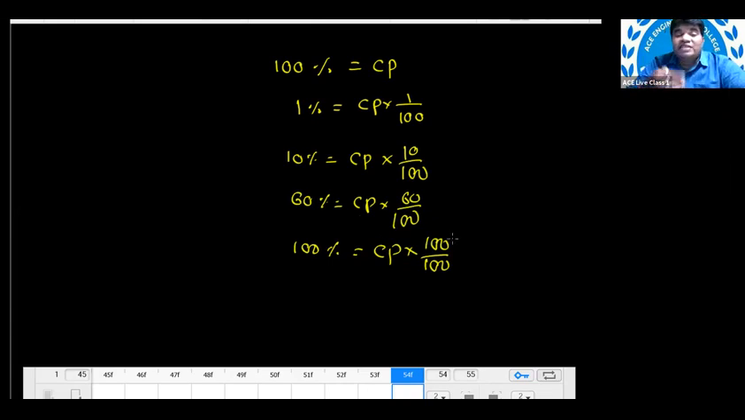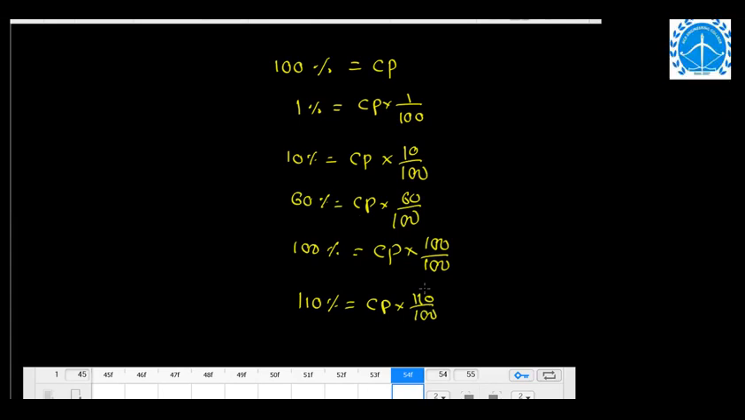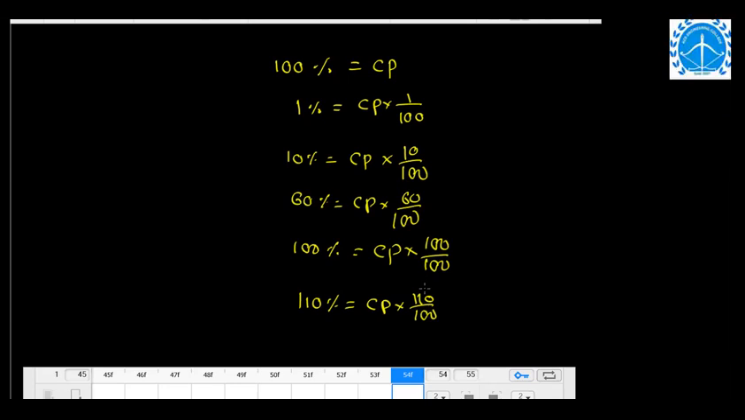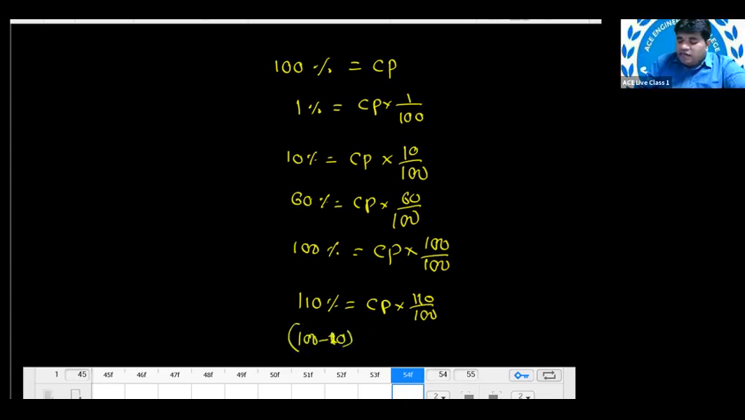Suppose there is any change in the CP, which is called the selling price. Suppose I got 10% profit on CP. 10% profit means how much percentage? 110, so CP into 110 by 100. 20% profit, what is the percentage value? 120. 40% profit, 140%. 20% loss, 80%. 10% loss, 90%. 10% loss means 100 minus 10, CP into 100 minus 10 by 100.